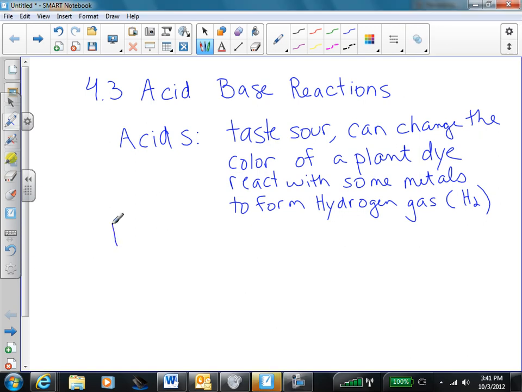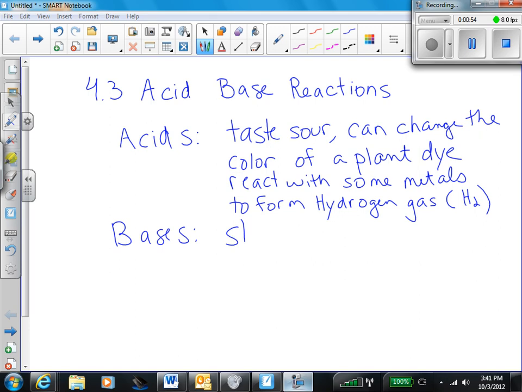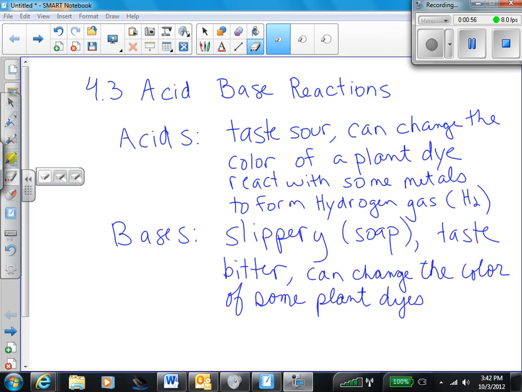And then we're going to move on to properties of some bases. Bases feel slippery. An example of something that feels slippery would be soap. Bases taste bitter. And they can also change the color of some plant dyes. Again, the hydrangeas, depending on whether the soil is acidic or basic, will be either pink or blue.